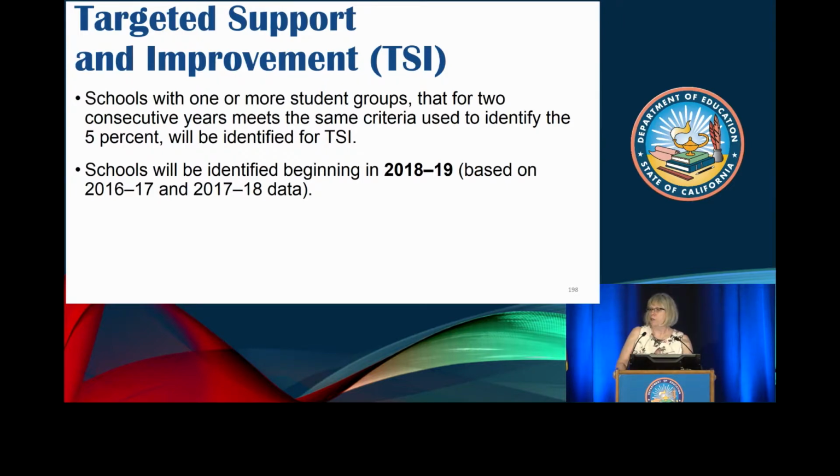The other type of support is targeted support. Targeted support is based on student groups. So we're looking to see if 1 or more student groups for 2 consecutive years meet the same criteria that we just went over for the comprehensive schools. So we're going to be looking at 2 years of data, so the data on the 2017 dashboard and data on the 2018 dashboard will be reviewed.